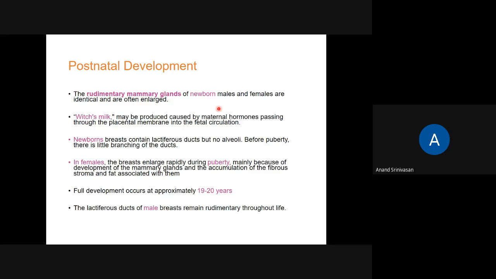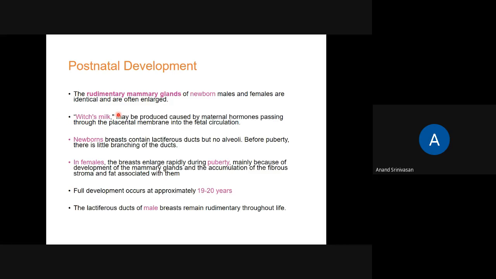Usually it is because of the maternal hormones. The maternal hormones can cross the placenta and lead to the development of the breast in the newborns. But after birth, because the baby is cut off from the maternal circulation, there are no longer the hormones, and the breast will regress by itself. So this is called witch's milk.